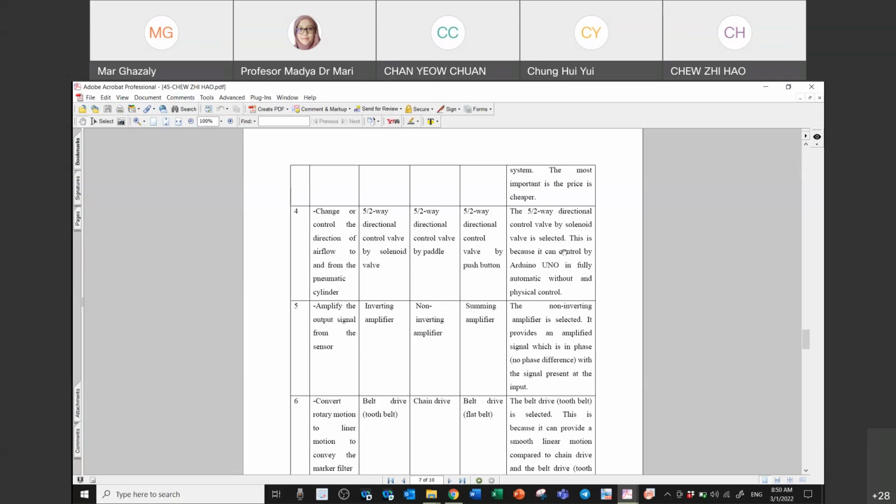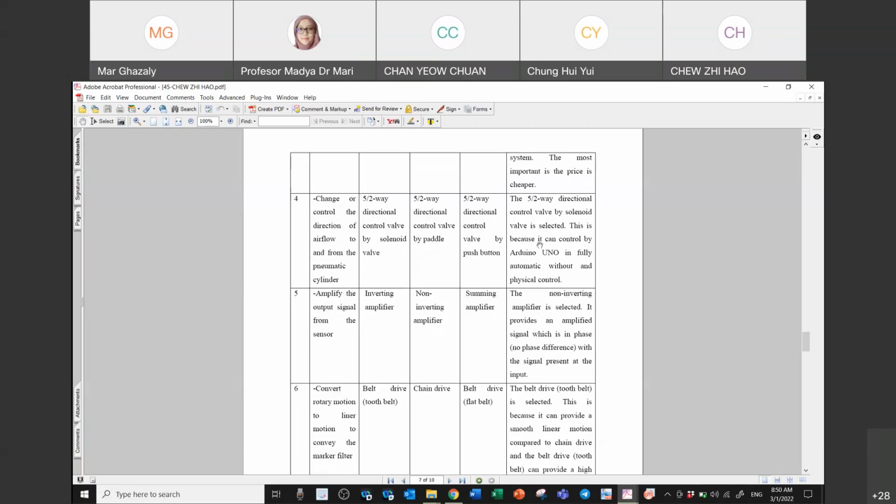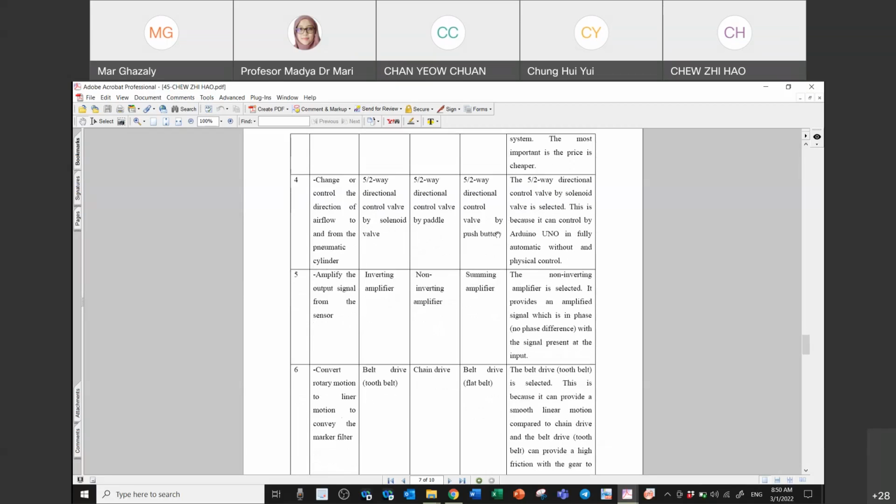Let's say that you are going to develop this, and you find out that there are different types of control valve, 5/2, 5/3, and so on. Based on that, you suggest 5/2 and explain why, and you have learned 5/2 in class compared to 5/3, and so on. So you list out that one, but not differentiated by solenoid valve, by pedal, by push button. This one is not the correct way. You won't get marks if you do this.